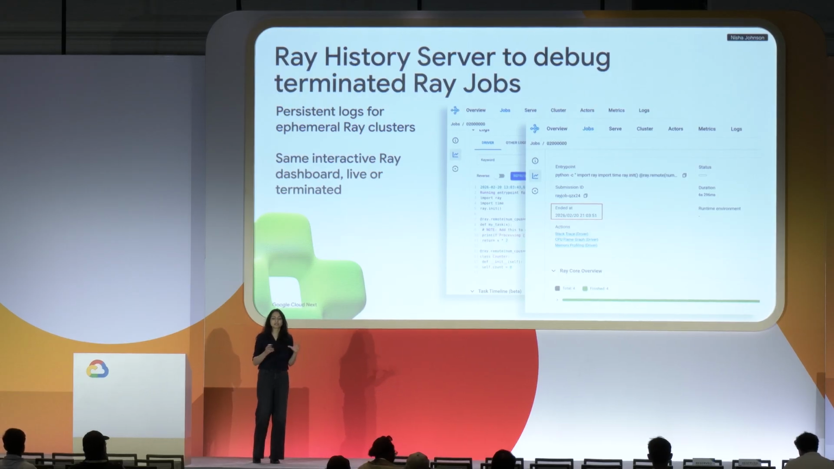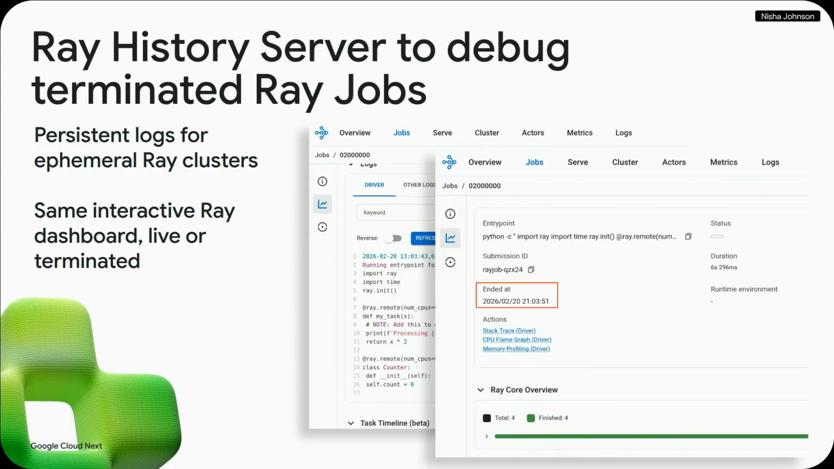So as Ben shared, the experience is going to be the same for a live job as with a terminated job. And in the GA release, we want to improve the experience more. We want to offer a zero-touch experience where the Ray history server and the storage are automatically provisioned, and you have custom data retention policies as well.